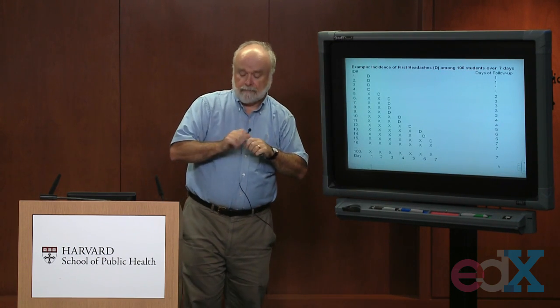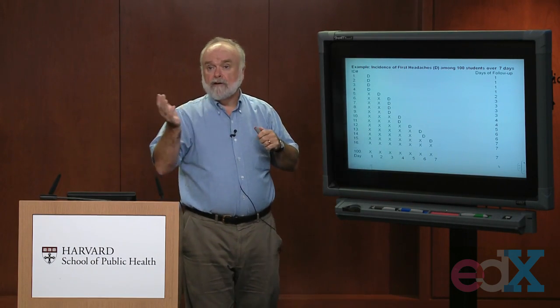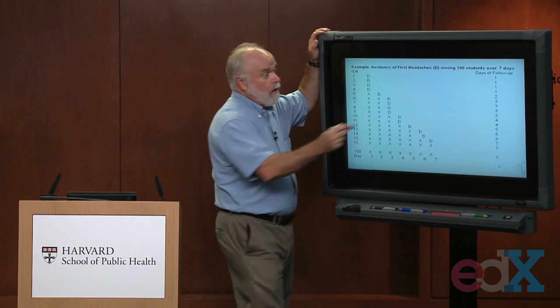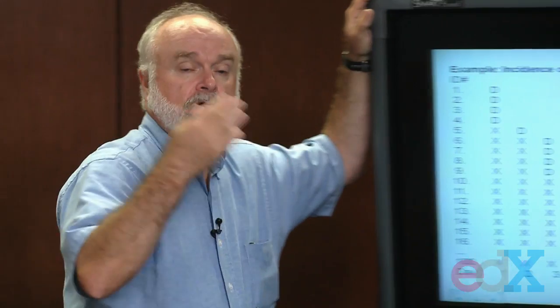So let's use an example to show you how this all fits together. Let's use the example I made up and presented to you in the previous sequence of lectures. Let's imagine I contacted 100 of you by email or called you up and decided to follow you for the first 7 days of this course to see how many of you developed headaches. What we had were 100 students being followed for 7 days until one of two things happened: either they developed their first headache or 7 days passed. There are no losses to follow-up, no losses due to competing risks.